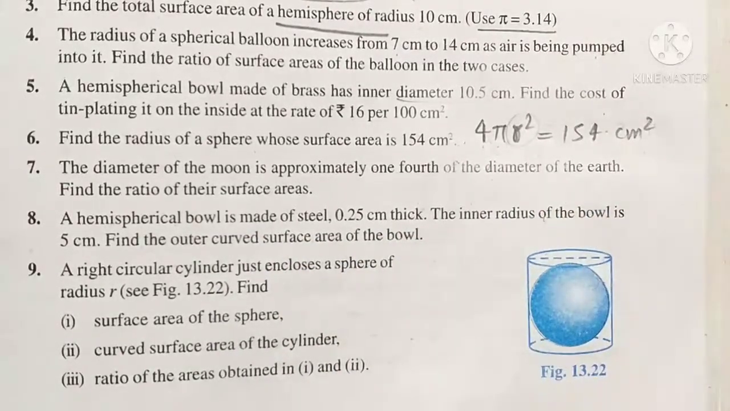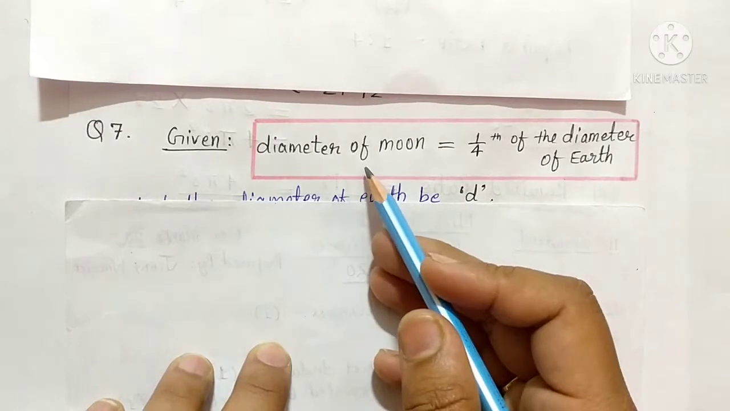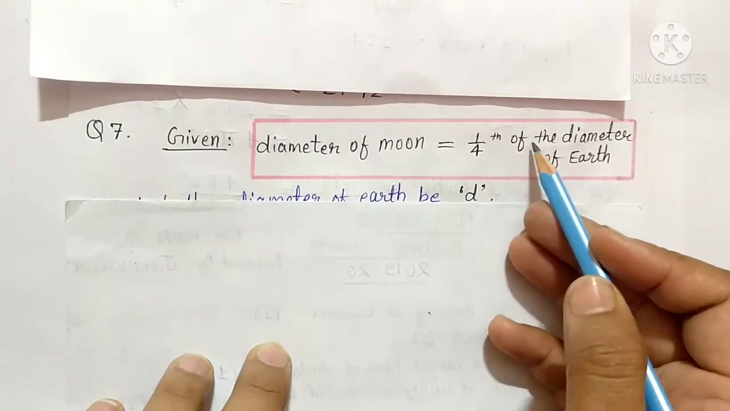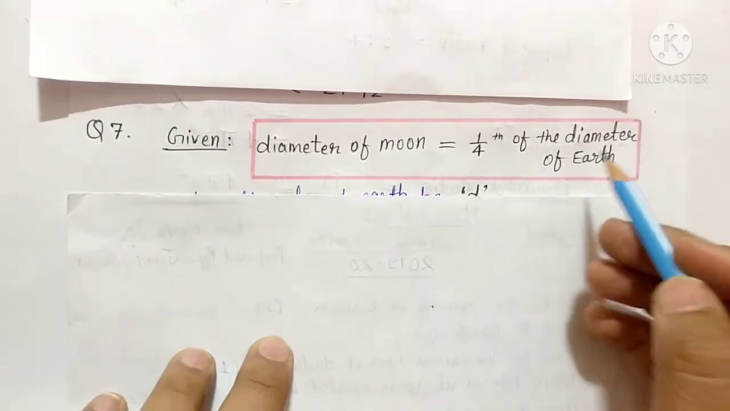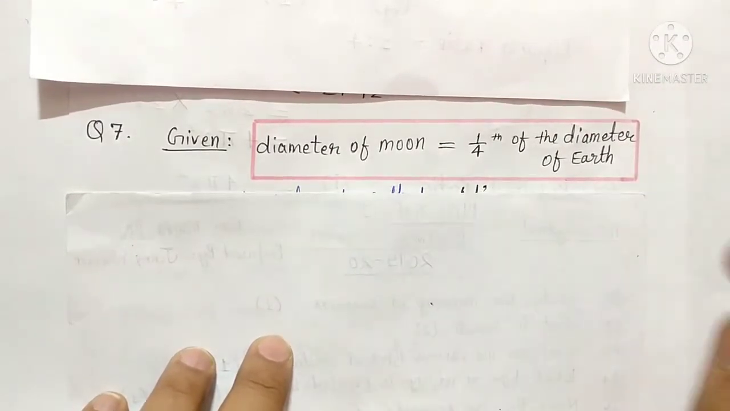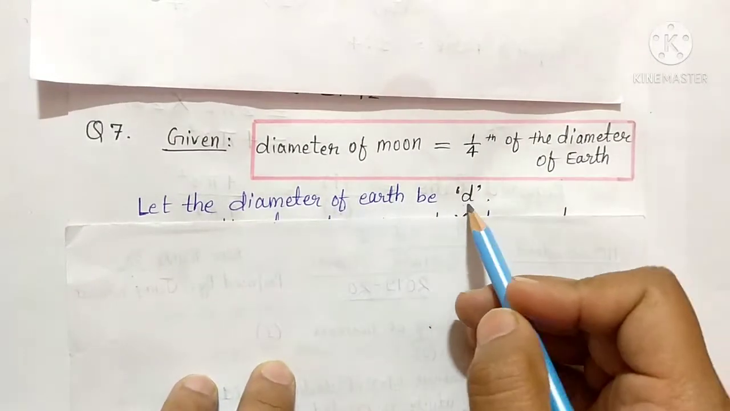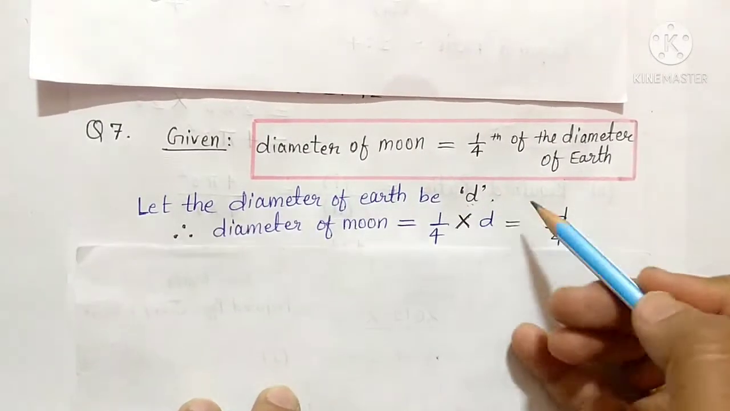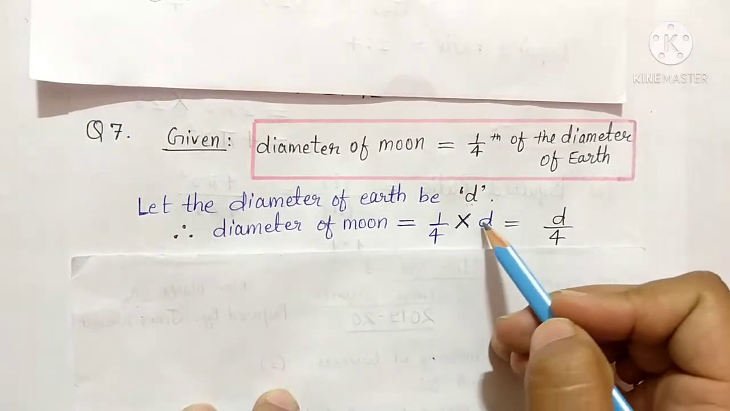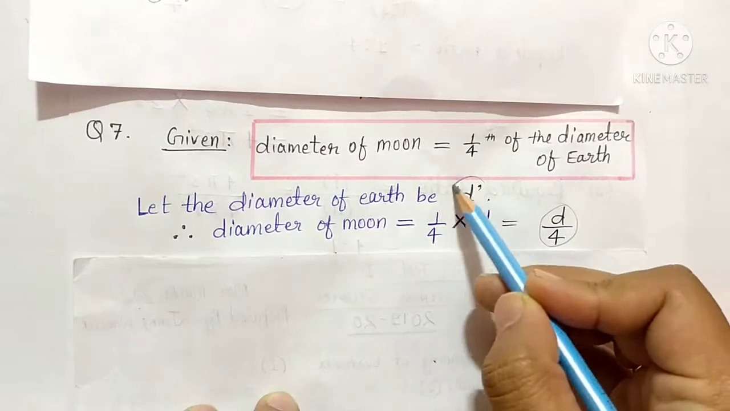So let's do this question. Then only we can find the ratio of their surface areas. In question number 7, they have already given the diameter of the moon, which is 1/4 of the diameter of the earth. So we have to assume the diameter of the earth. Let the diameter of the earth be d. D for diameter, so we have assumed d only. What is the diameter of the moon? That is 1/4 of d. So 1/4 multiplied by d, which means d upon 4. That's the diameter of the moon, and this is the diameter of the earth.